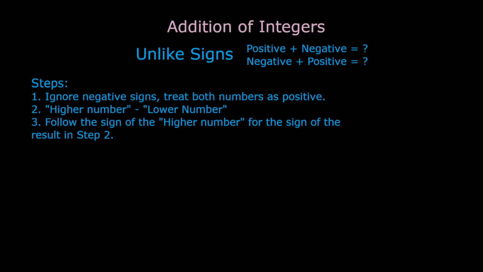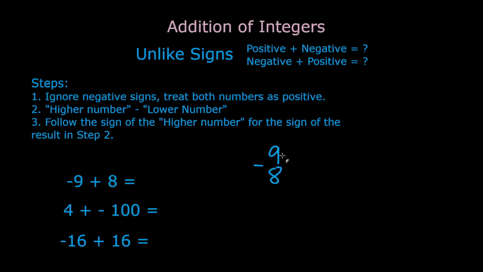So, more examples. Feel free to pause the video kung gusto nyo munang itry isolve tong mga problems na to. Okay, so una, ignore the negative signs and treat both numbers as positive. And then, locate natin si higher number, which is 9. And then, minus lower number, which is 8. So, 9 minus 8 is just equal to 1.